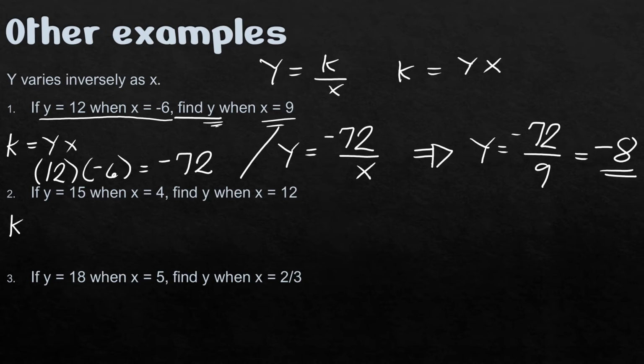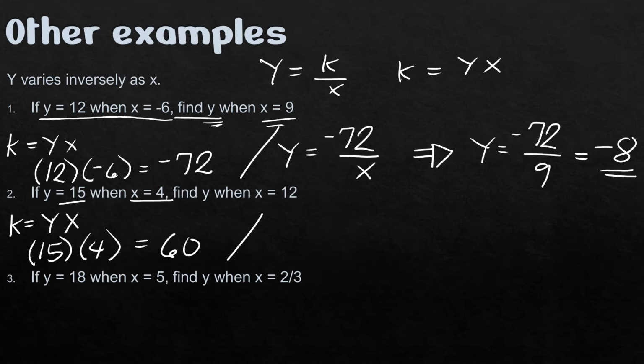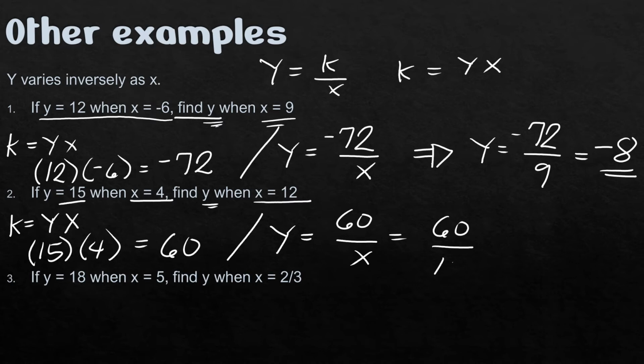So, same process. We need to get the constant. That is by multiplying y and x. Our y is 15 and ang x natin ay 4. So, 15 times 4 is 60. That is the constant of the variation. So, the equation is, the constant is 60, then over x. We need to find now y when x is 12. So, 60 divided by 12, the value of our y is 5.